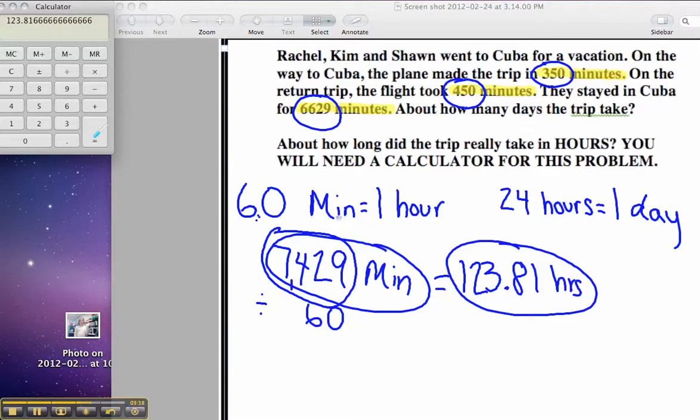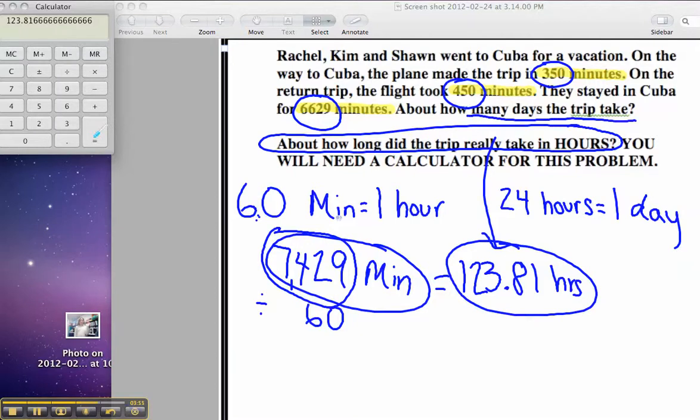So if you look down here, we solved how long did the trip take in hours. Do you see that right here? That is your answer right there. Now, it's your job to figure out about how many days that trip took. Remember, to solve that, you're going to need to know that 24 hours is in 1 day. You already know how many hours this trip was. Good luck figuring this out.